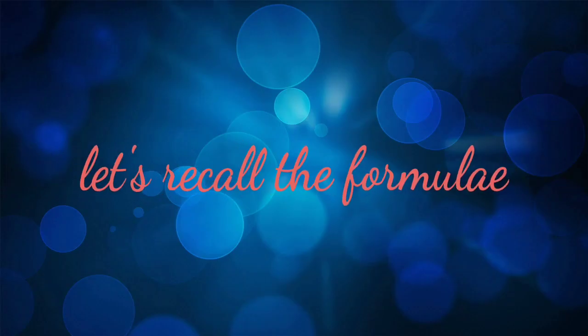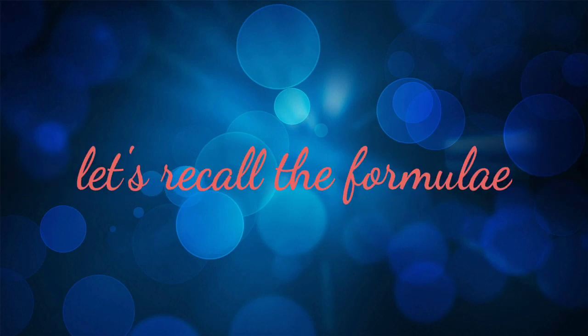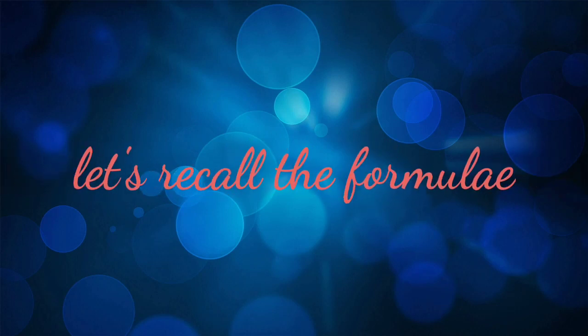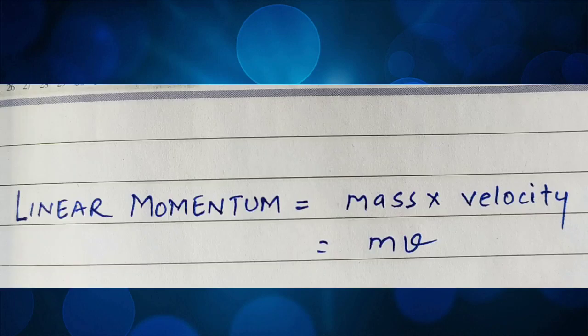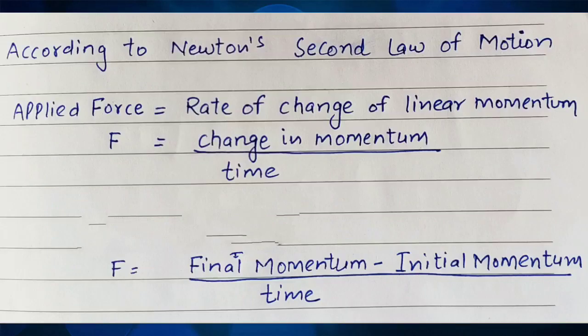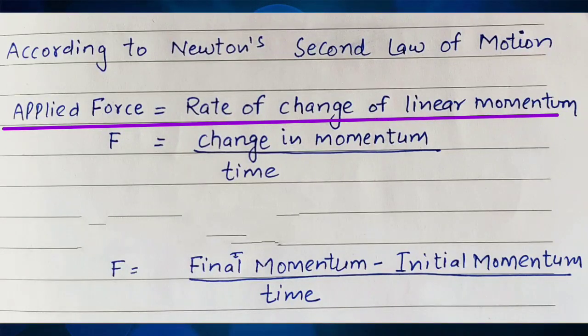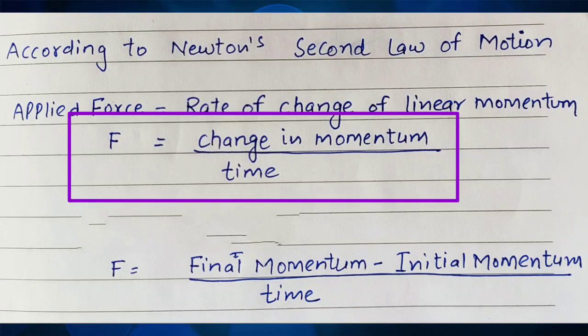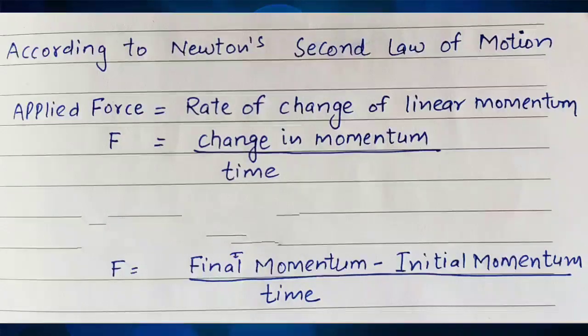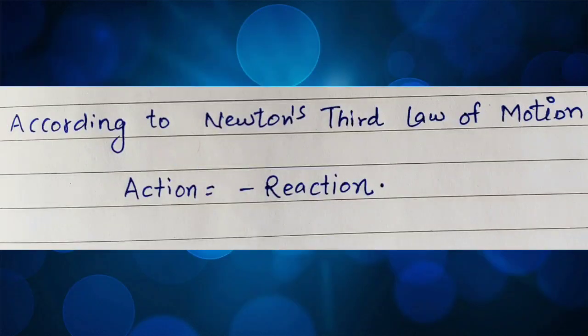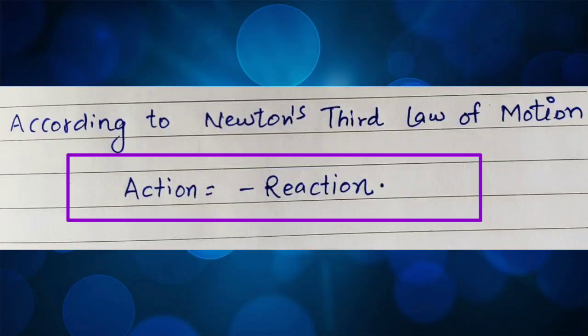Before starting the derivation, let's recall the formulae of linear momentum, Newton's second law of motion, and Newton's third law of motion. Linear momentum is equal to mass into velocity. According to Newton's second law of motion, applied force is equal to the rate of change of its linear momentum. It means F is equal to change in momentum upon time, and change in momentum can be calculated by subtracting initial momentum from final momentum. And according to Newton's third law of motion, action is equal to minus of reaction.